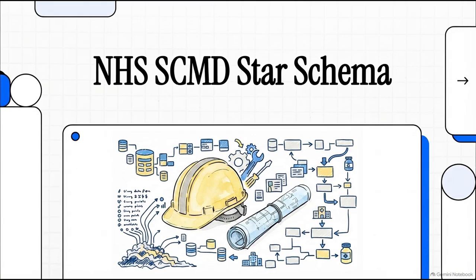Welcome to this explainer. Today we're tackling a very specific, very real-world data challenge. We're going to take the NHS Provisional Secondary Care Medicines data, or SCMD for short, and transform it from messy, raw files into a sleek, highly queryable data warehouse. If you've ever dealt with millions of rows of supply data, you already know the foundation is literally everything. So, let's grab our hard hats and get to building.